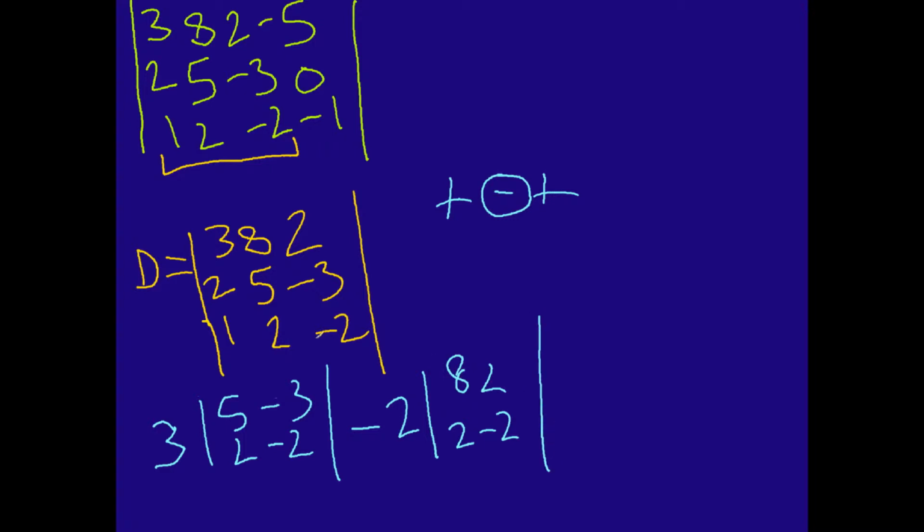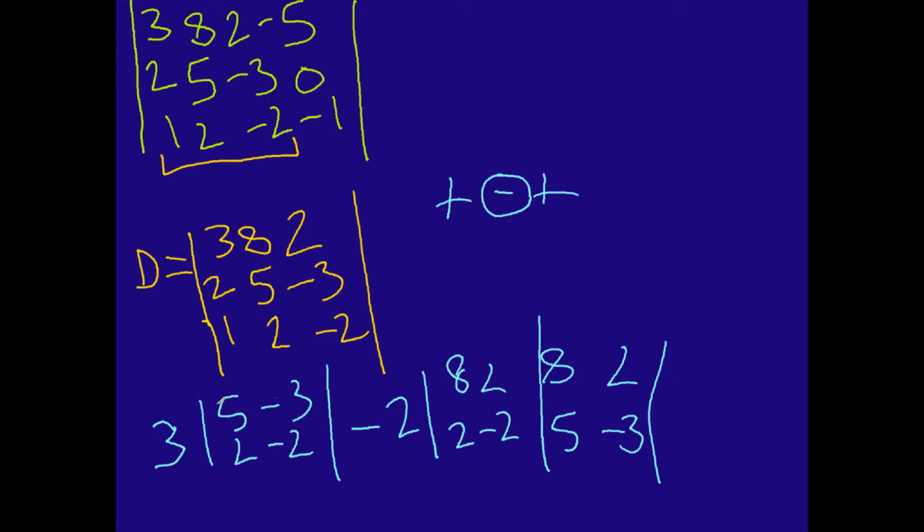And then the last one is going to be right here, the 1. And so you can see when we cross out the stuff that intersects with that, we're left with 8, 2, 5, negative 3. Now, we do some cross multiplying here.